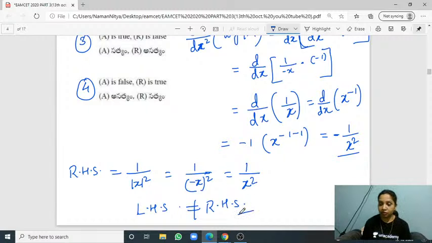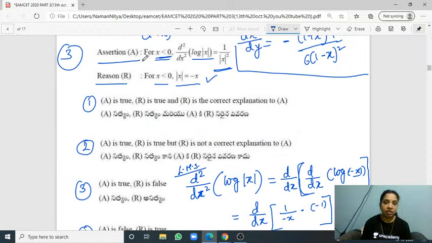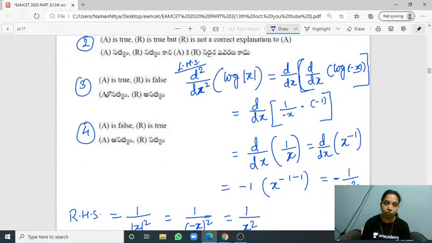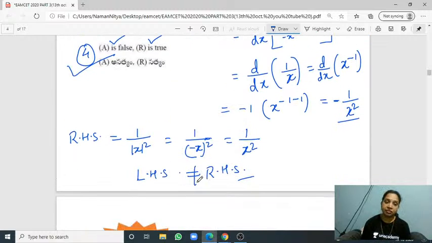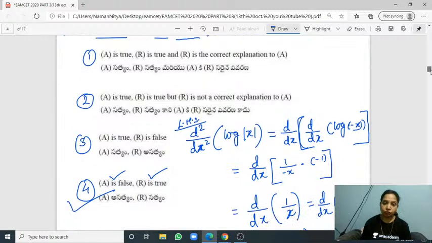So if it is not equal, we can just say my first statement is not true. A is not true. R is true definitely, but A is not true. So which is the statement which is giving me this value? A is false, R is true. This is the correct one, because we have seen just now that left hand side and right hand side are not equal for the assertion. The reason is very much simple, it is true only. So which option will be the correct one? The fourth option. I hope it is clear to everyone.